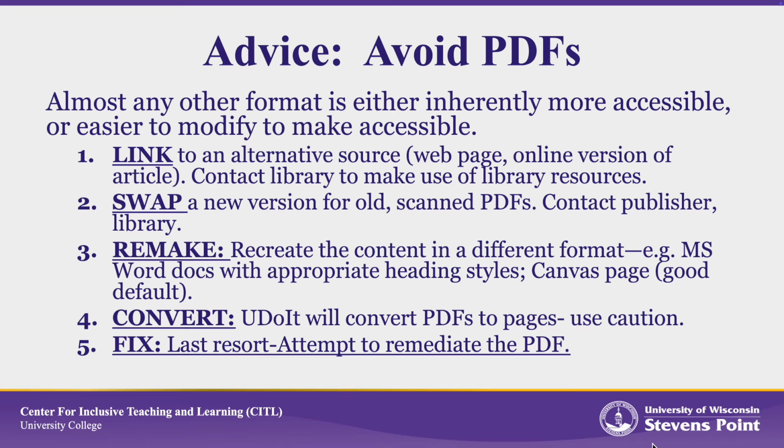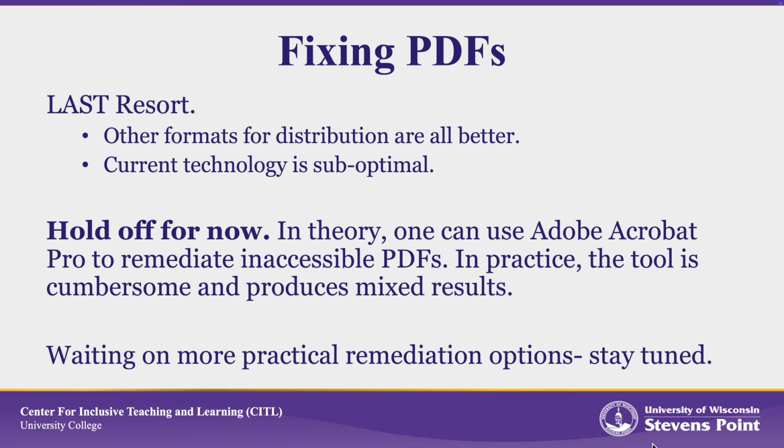Strategy 5. This is our last resort, and that is to attempt to remediate the accessibility issues of the PDF. Okay, quick breakdown. That's 4 options of what to do about PDFs that don't involve trying to remediate the document's accessibility challenges. Why? Why is this the last resort?